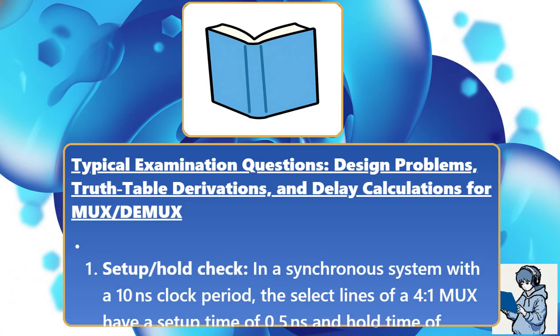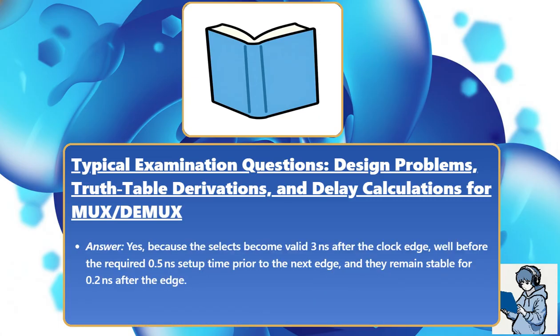4. Setup hold check. In a synchronous system with a 10 nanosecond clock period, the select lines of a 4-to-1 multiplexer have a setup time of 0.5 nanoseconds and a hold time of 0.2 nanoseconds. If the clock-to-Q delay of the register driving the selects is 3 nanoseconds, does the timing meet the requirement? Answer: yes, because the selects become valid 3 nanoseconds after the clock edge, well before the required 0.5 nanoseconds setup time prior to the next edge, and they remain stable for 0.2 nanoseconds after the edge.